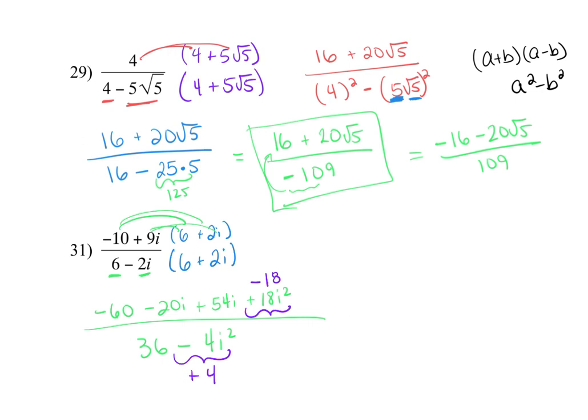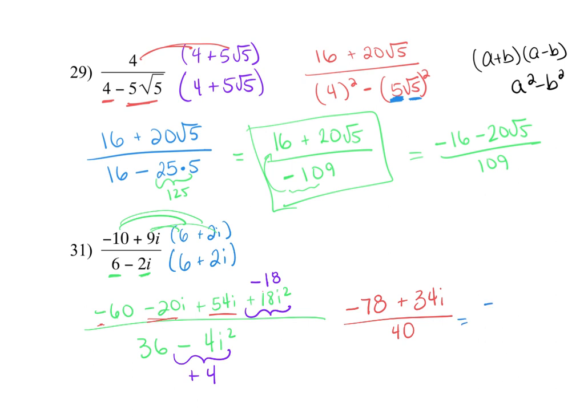On the top here, I have a negative 60 and a negative 18. That's a negative 78. I have a negative 20i and a positive 54i. That is a positive 34i. On the bottom, I have 36 plus 4. That is 40. Now for your imaginaries, your answer key doesn't always do that.